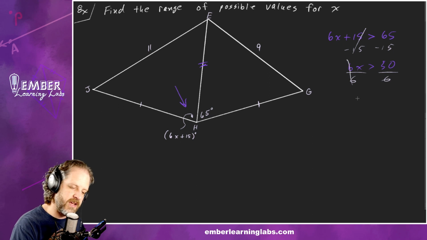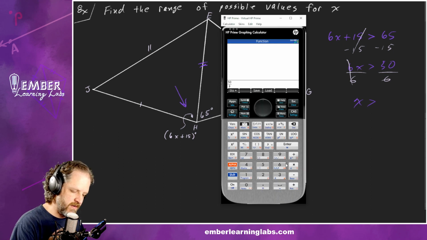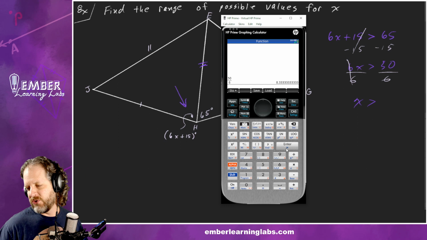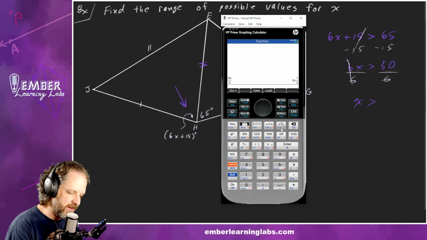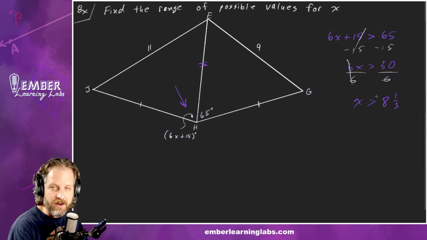So x ends up equaling, what is 50 divided by 6? 50 divided by 6 equals 8.3333, which is the same, of course, as 8 1/3. So 8 1/3, right? So x has got to be greater than 8 1/3.